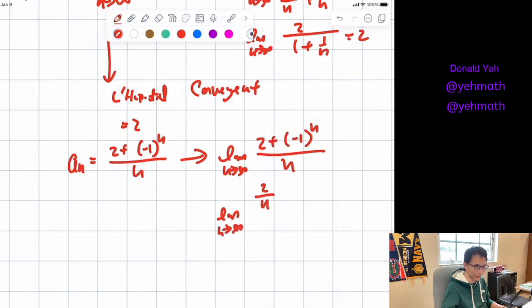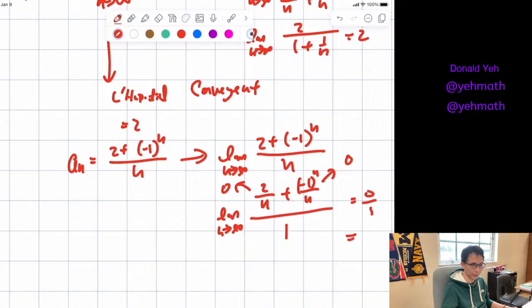So that still counts, it doesn't matter here. This is still going to what? If n approaches infinity, this is going to what? 0. How about this one? 0. So it'll be 0 over 1. So it converges to 0.